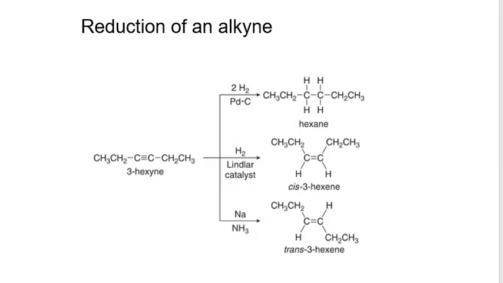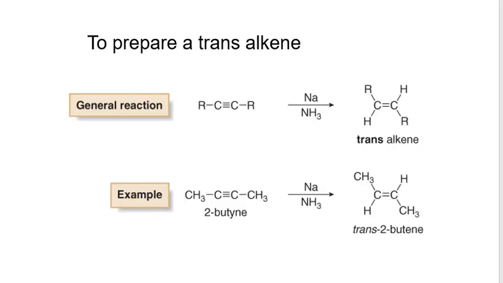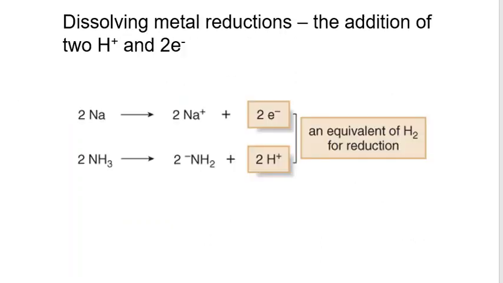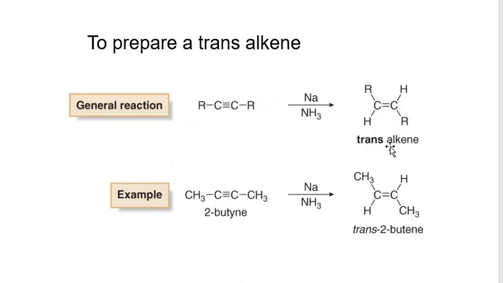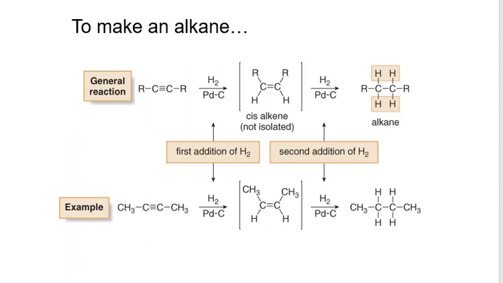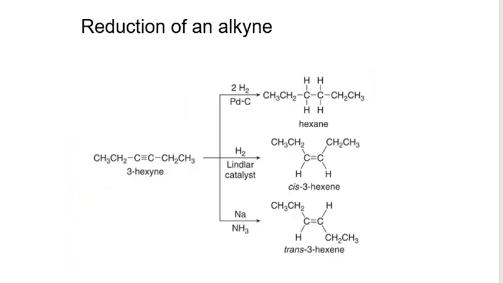So if you want something that's trans, you actually need something that's just going to give you the electrons. We use sodium in liquid ammonia, and what that does is it donates electrons and protons to the alkyne, and it makes the most stable product possible, which is that trans alkene. So those are the options for reduction. It's pretty flexible. You can get whatever you want there, and that can be really useful in synthesis.